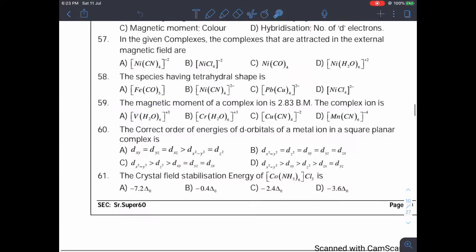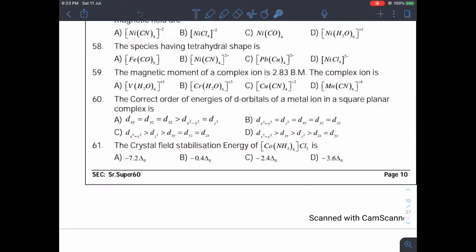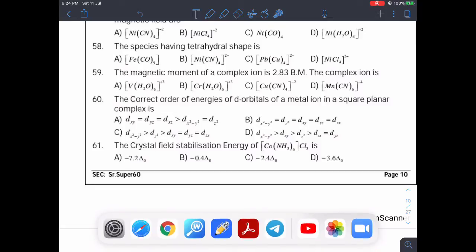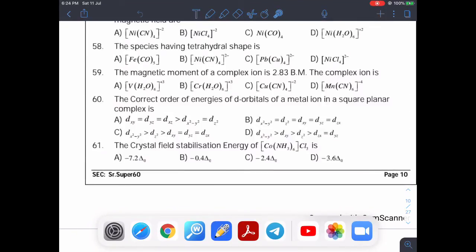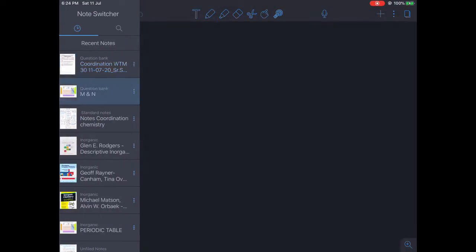Now moving to the next question, 60. The correct order of energies of the d orbitals for a metal ion in a square planar complex is... Now this is really important, because how is a square planar arrangement formed? A square planar arrangement is formed when ligands approach along the x and y axis.